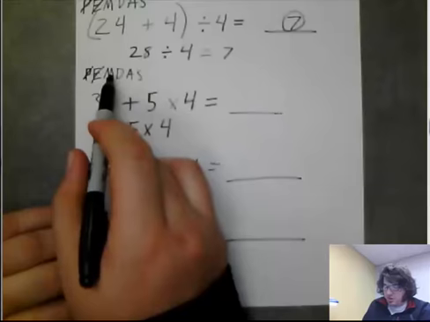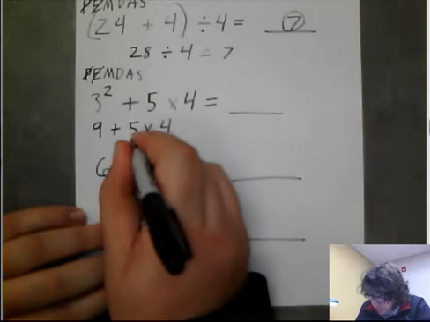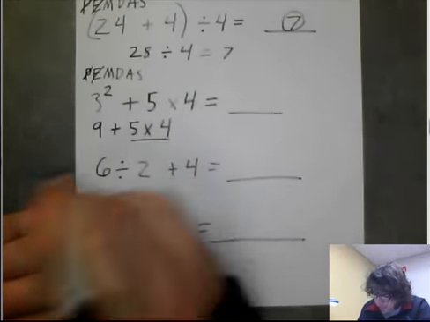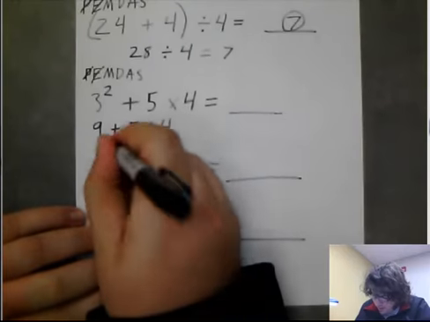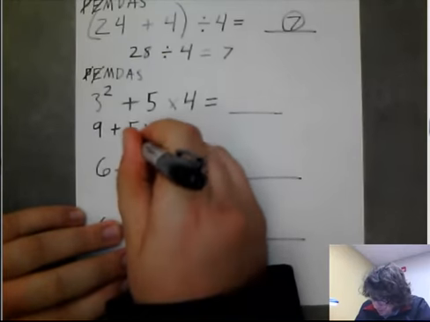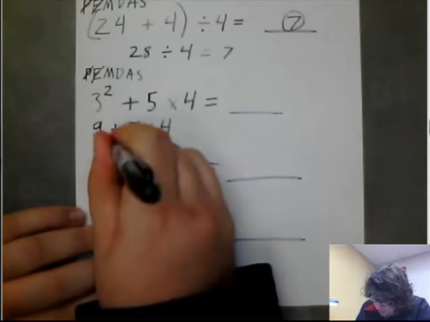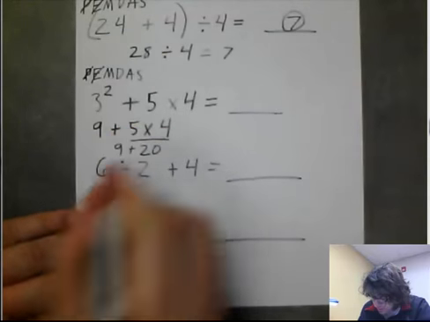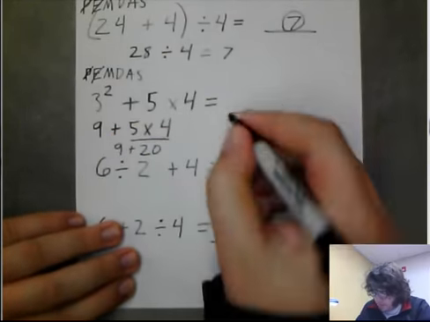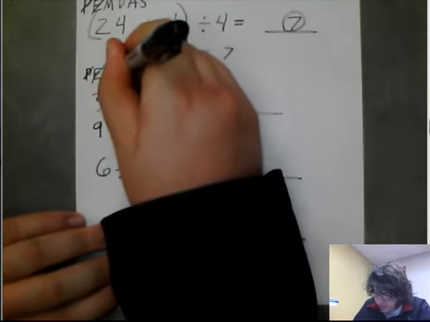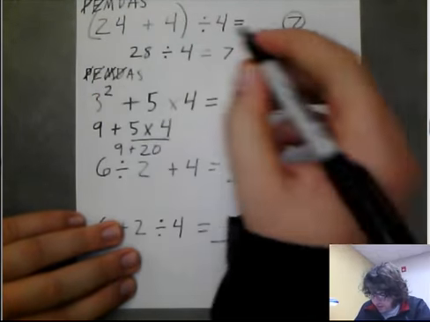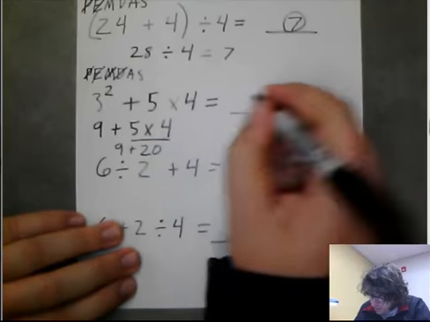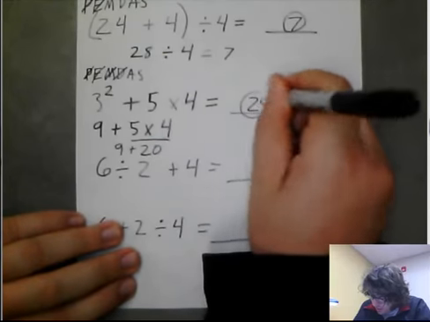So now I have multiplication and division. I do have some multiplication and division right there. Okay, so 5 times 4 gives me 20. And I'm left with 9 here. So 9 plus 20. I use my multiplication, don't have any division, I have addition left. 9 plus 20 gives me 29.